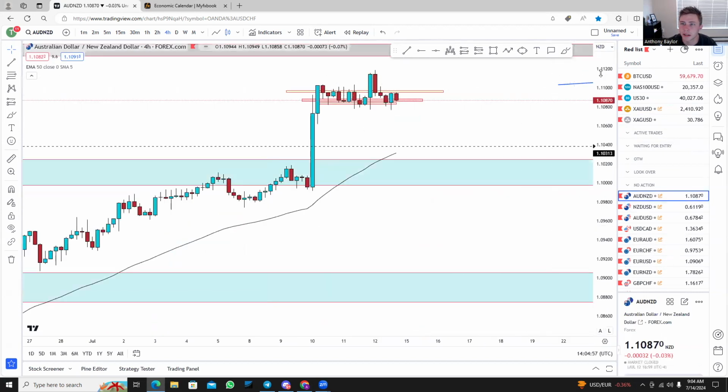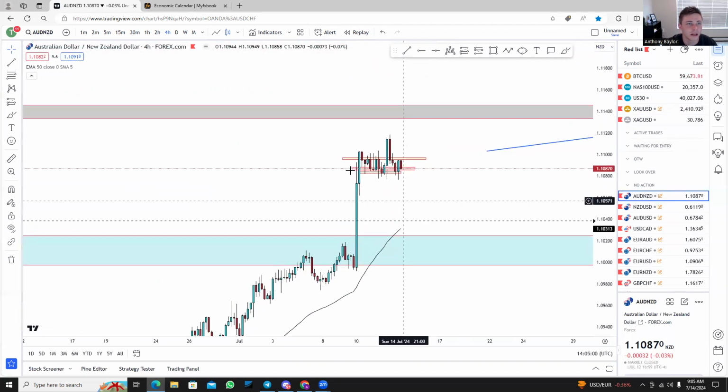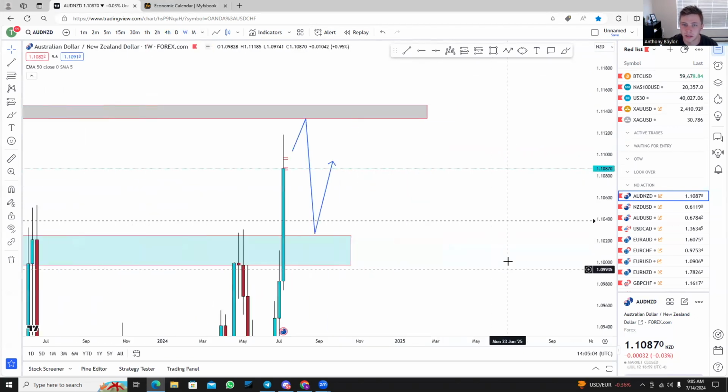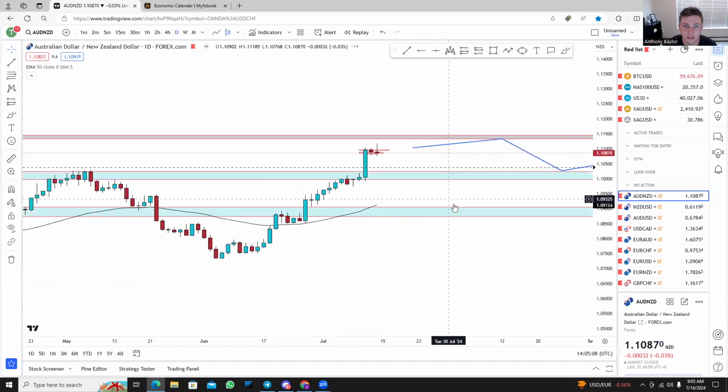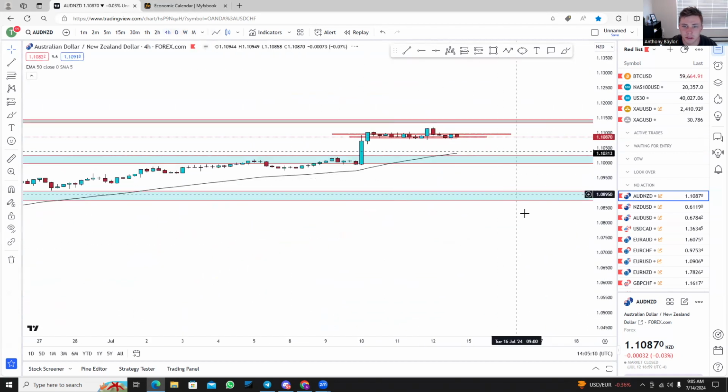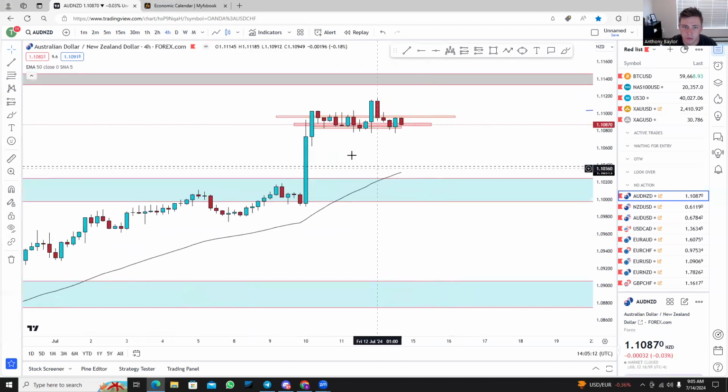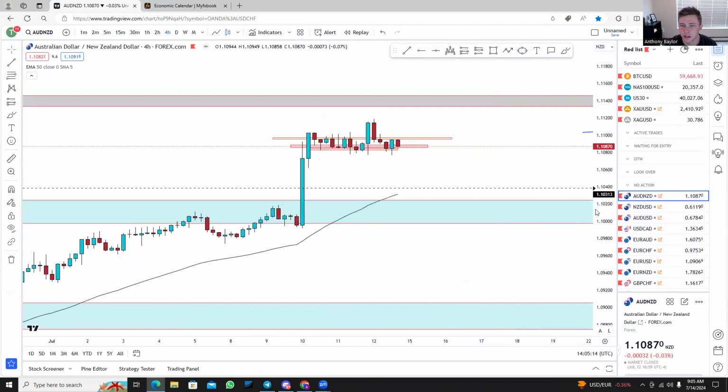All right, let's get right back into it then. So this is AUD and ZD. Obviously, we're starting on the weekly here. Weekly is bullish, daily's bullish, and on the 4 hour we have bullish structure.